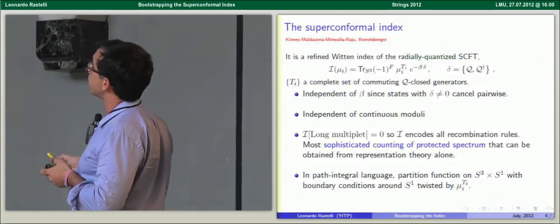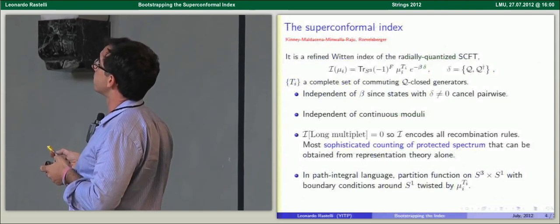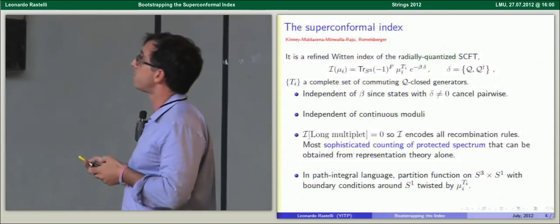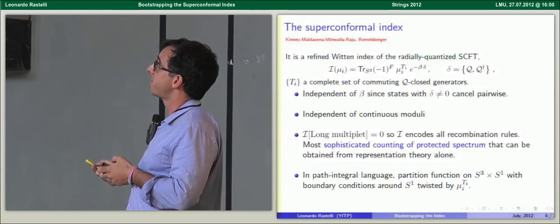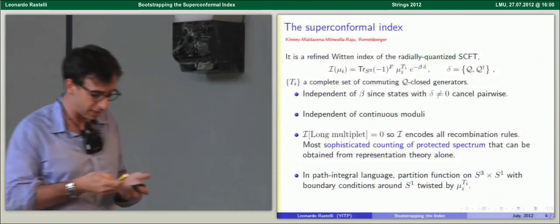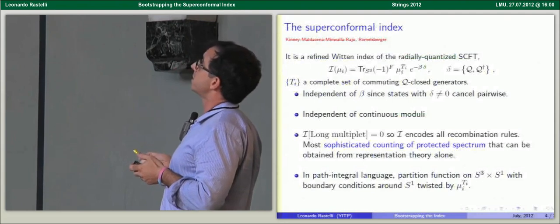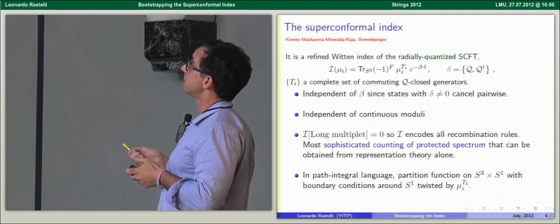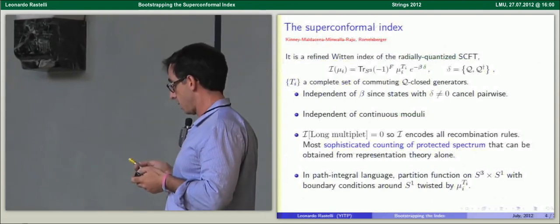And then by the usual arguments of states with different energy canceling pairwise, you can prove that this is an index, evaluating to 0 on long multiplets, and in particular, it tells us the most complete set of data that you can ever hope to calculate from representation theory alone about the protected spectrum of the theory. This quantity will be independent of the variation of continuous moduli.